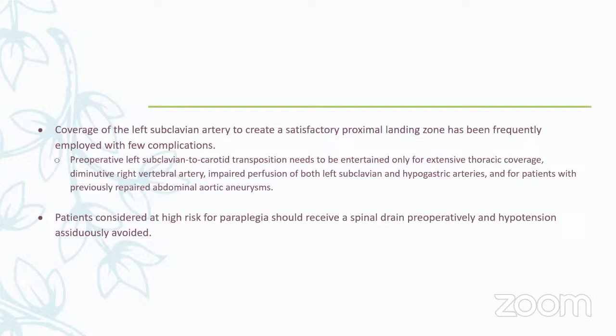Also, coverage of the left subclavian artery to create a satisfactory proximal landing zone has been frequently employed with few complications. Pre-op left subclavian to carotid transposition needs to be done only for extensive thoracic coverage, a diminutive right vertebral artery, impaired perfusion of both the left subclavian and hypogastric arteries, and for patients with a previously repaired abdominal aortic aneurysm. Patients considered at high risk for paraplegia should receive a spinal drain. Pre-op and post-op hypotension should be avoided as much as possible.